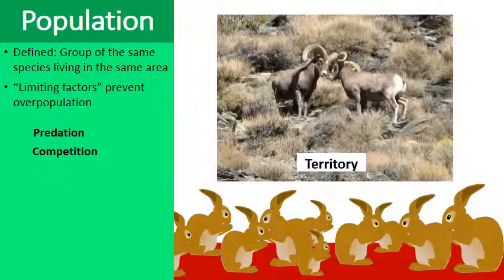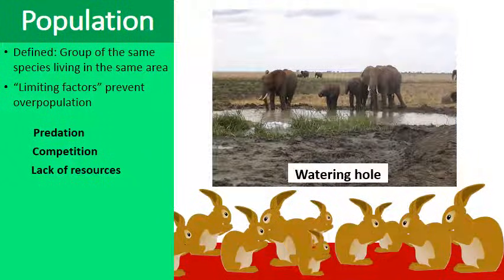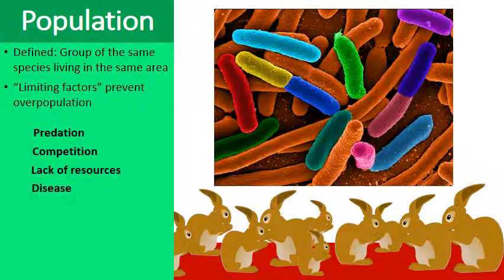Another example would be competition for food, competition for territory, a lack of resources. Water is a very important resource, and if there's not enough of it in this particular environment, then that would control the populations. As would disease. As more individuals are born, the chance of spreading disease is greater. So these are called limiting factors.